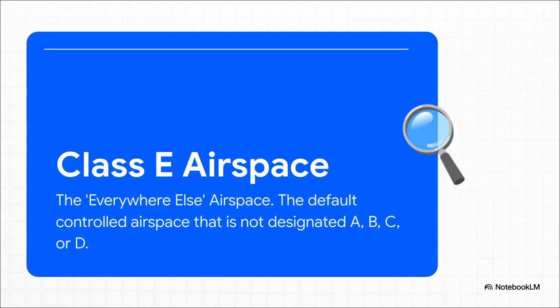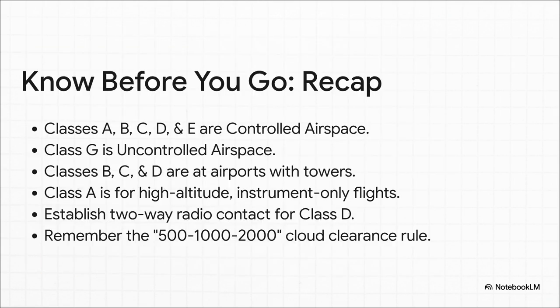So what fills in all the gaps between the high-altitude highways of Class A and all those airport zones down below? Well, that would be Class E. Honestly, the best way to think of it is as the everywhere else airspace. It's the connective tissue of the entire system. It can start at the surface, sometimes at 700 feet, sometimes at 1,200 feet above the ground. And it's so important because it ensures ATC can provide services even when you're miles and miles away from a major city.